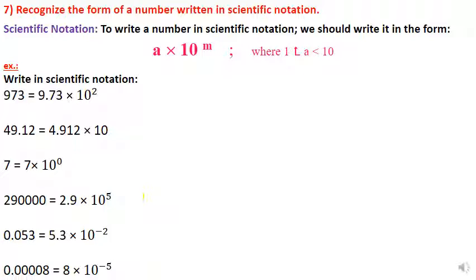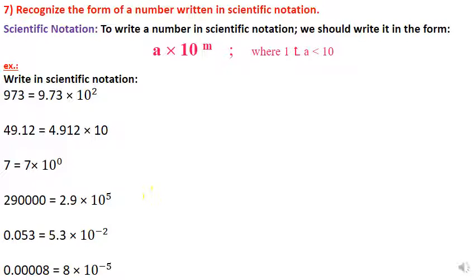49.12 is not written in scientific notation because 49 is a whole number composed of 2 digits, and I wanted only one digit, so I have to move the point 1 time to the left. So it becomes 4.912 times 10. Why times 10 to the power 1? Because I just moved the point 1 time to the left.